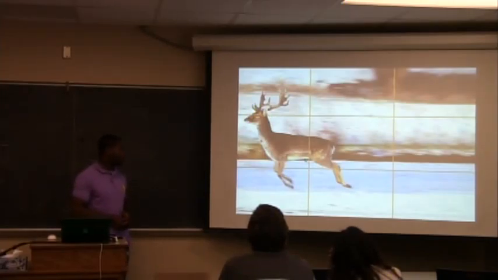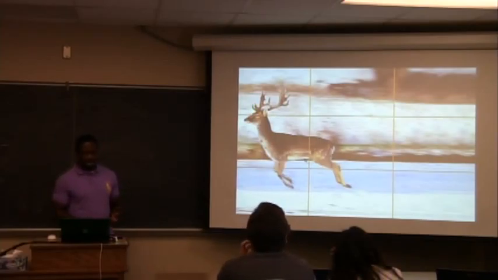Using the lines can show a sense of direction and motion by placing the deer in the far left quadrant of the composition. It's showing that it's moving from this end to that end.